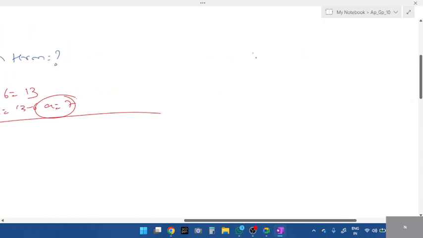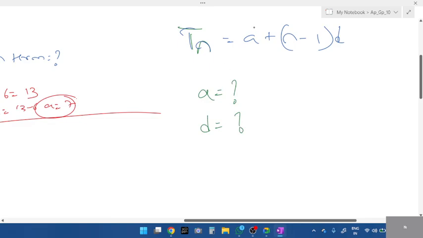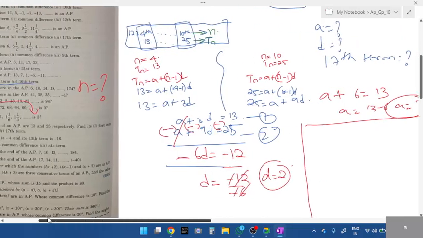Okay, before solving the next one, look here. I'll once again tell you all, A plus n minus 1 into d. In this question, what are the two things they've asked us to find? Respond, all of you. First term stands for what? A. Then the common difference, d. In this formula, apart from A and D, what are the other things left? T and N, right? That is what they've mentioned here.